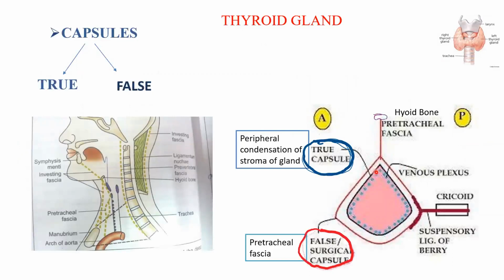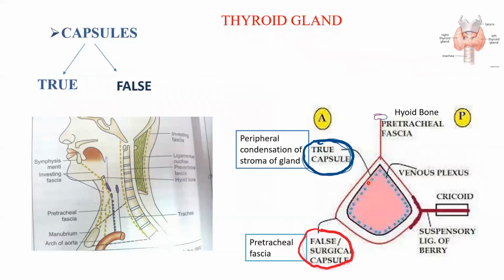The inner layer of capsule is the true capsule, while the outer layer is the false or surgical capsule. The inner layer is the true capsule, true in the sense that it is derived from the gland itself. So it is the peripheral condensation of the gland which results in the formation of the true capsule. And if we see in this second diagram, deep to the true capsule, there is a dense venous plexus.